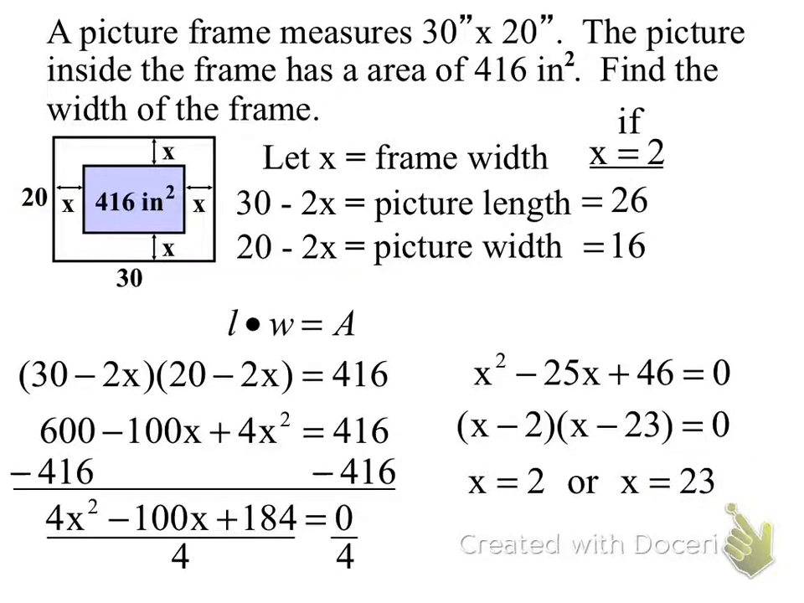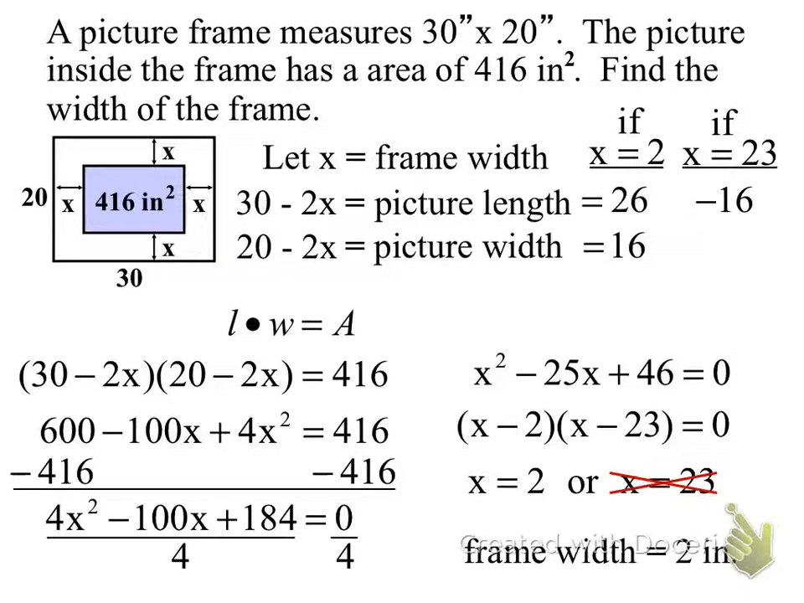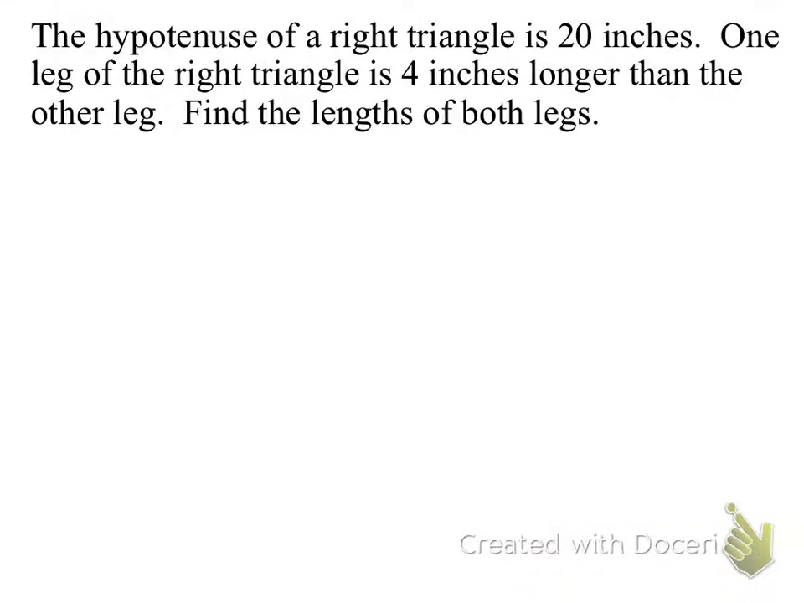Okay, so if x is 2, we substitute it in, we get 26 and 16, and 23 is just not a viable solution. Also, when you substitute it in, it gives you a negative answer at one point. 2 times 23 is 46, and so 30 minus 46 will give you negatives. Okay?